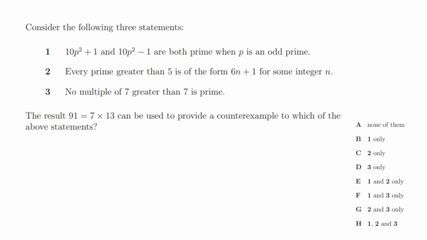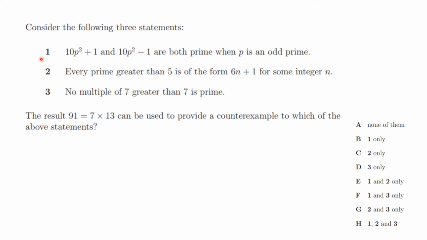So that's 3 gone. Now let's look at 2. Every prime greater than 5 is of the form 6n plus 1. Well, 91 isn't a prime. It's 7 times 13. So it can hardly be a counterexample to this statement. It doesn't even fulfill the first part of it. Okay, so we can discard 2.